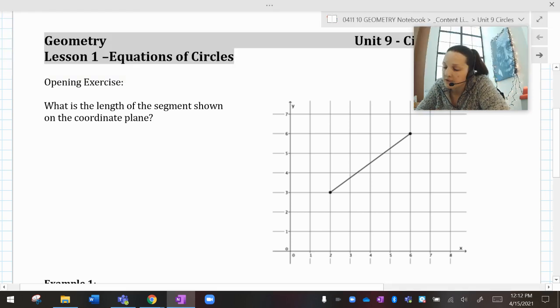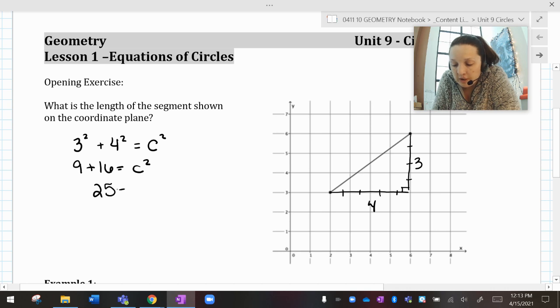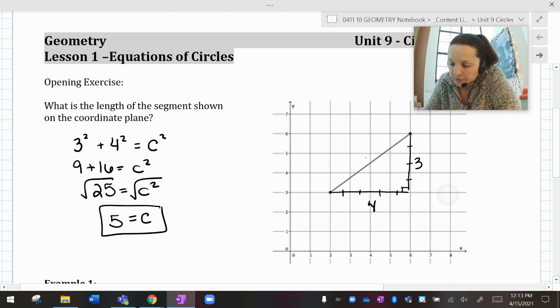It says, what's the length of the segment shown in the coordinate plane? Well, if I want to find the length of that segment, one thing I can do is draw in a right triangle and use the Pythagorean theorem. That's 3 units long. That's 4 units long. So a squared plus b squared equals c squared. That's 9 plus 16, which is 25, equals c squared. I square root both sides, and the square root of 25 is 5. So that length is 5.